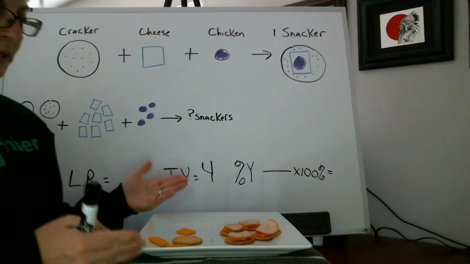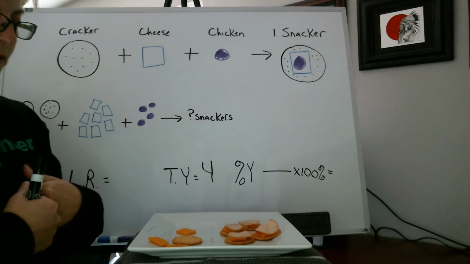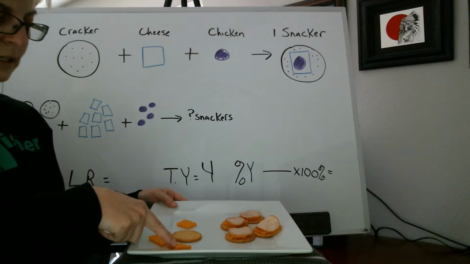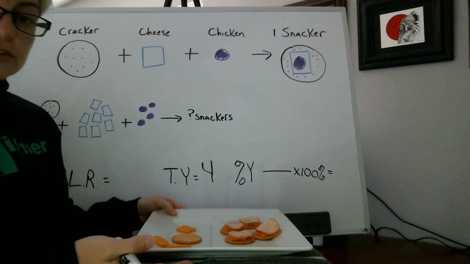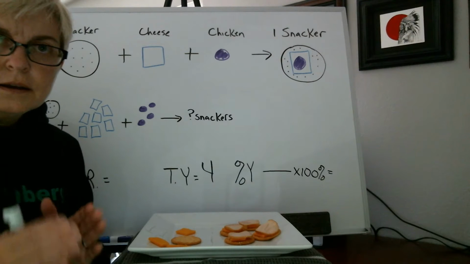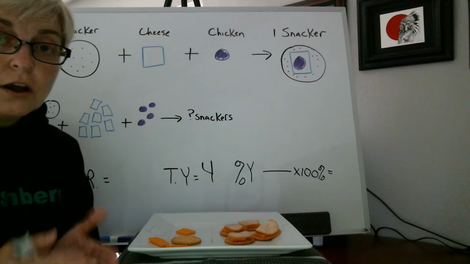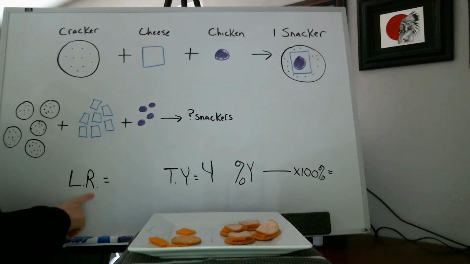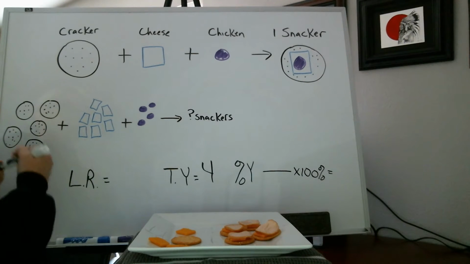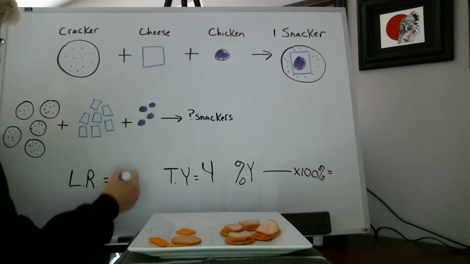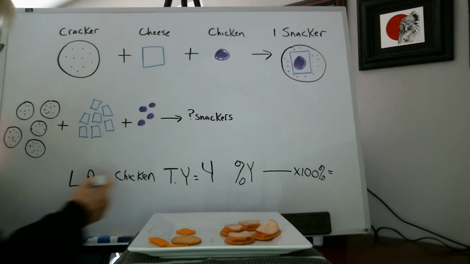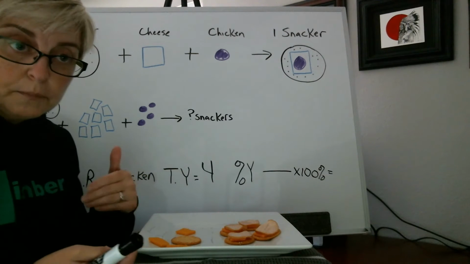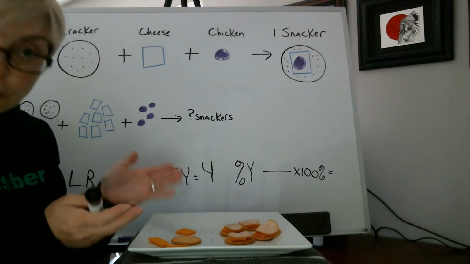So what limited me in making these crackers? Well, I have an extra cracker, I have extra cheese, but I'm out of chicken. So I was limited in the number of snackers I can make based off of my pieces of chicken. I only had 4 pieces of chicken. So my limiting reagent, what was I limited by? I was limited by my chicken. Does that make sense? If I had more chicken, I could produce more snackers, but I don't.